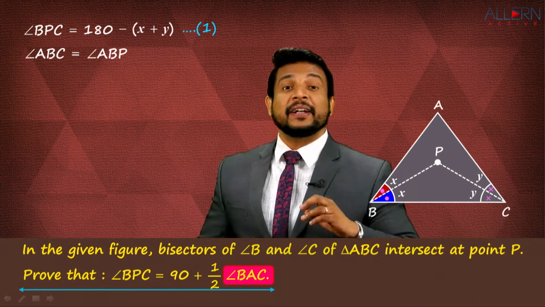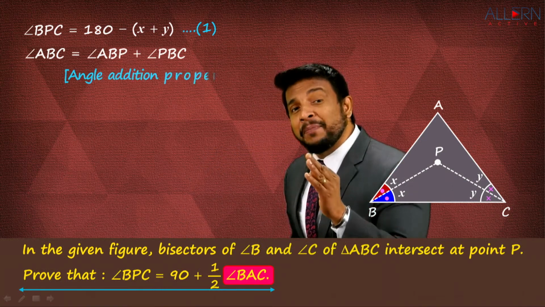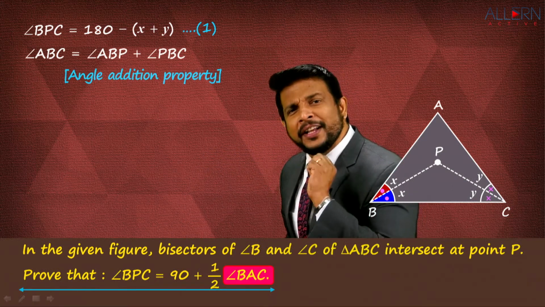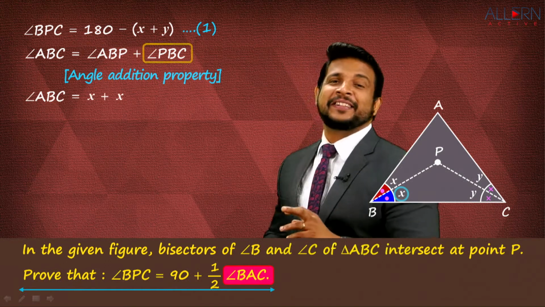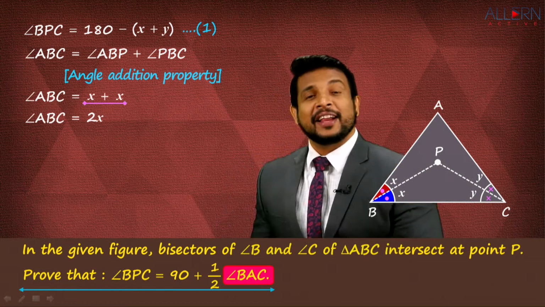Angle ABC is nothing but angle ABP plus angle PBC. Why? Reason is angle addition property. Now substitute the value. It is nothing but x plus x. What is x plus x? x plus x is nothing but 2x. So we got angle ABC is 2x.